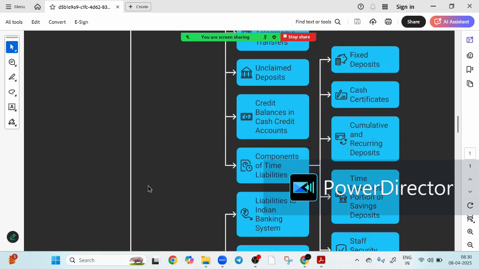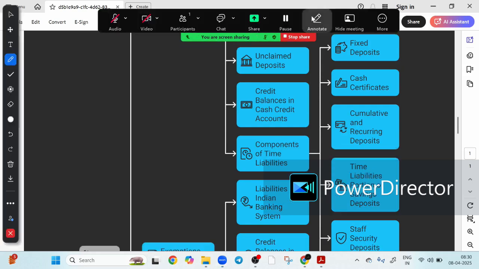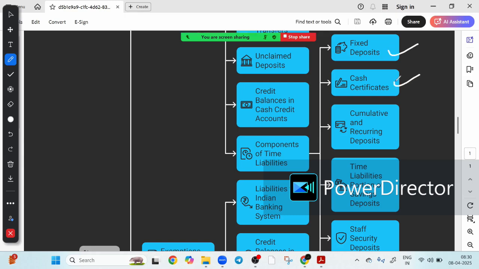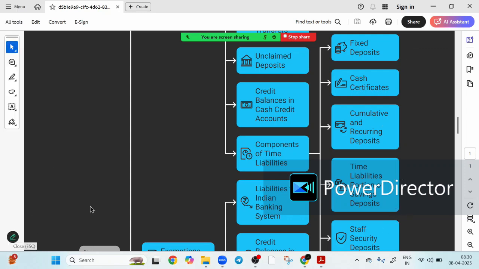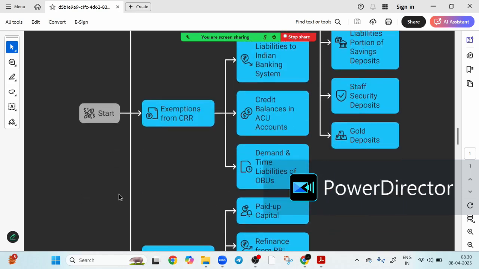Now, if we talk about time liability, here you can see the components of time liability. These are the deposits that are repayable after a specific period. It includes FD. You can see fixed deposit is a kind of time liability. Cash certificate time. Then we have cumulative and recurring deposit. Time liability portion of the saving deposit. Staff security deposit is a kind of time liability. Then further we have gold deposit. Yes, gold deposit is also a kind of time liability. Now let's look at the exemption from CRR. Yes, even credit balance in the overdue account falls under this category.